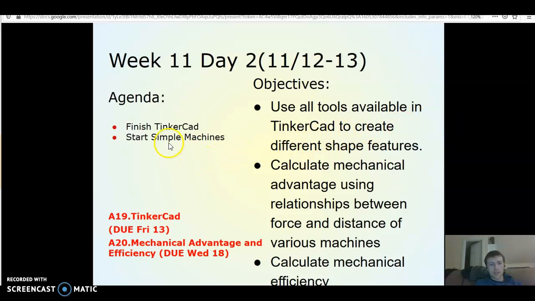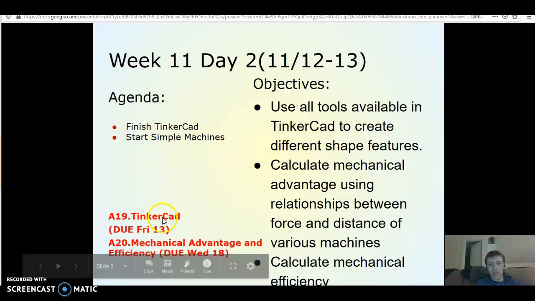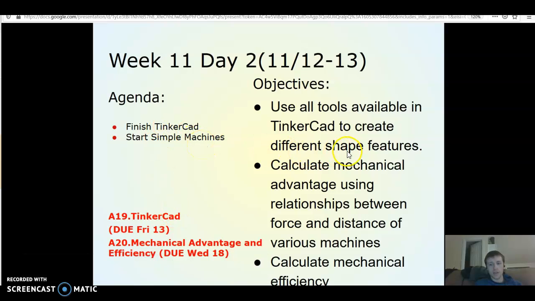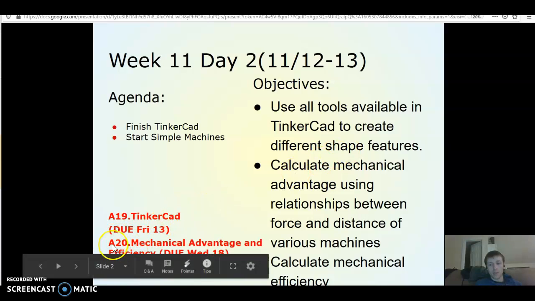So we spent half the class finishing up the assignment from last time, which was assignment 19, and that's due Friday by midnight. The second half of the class, we spent exploring the next topic, which is going to be mechanical advantage and efficiency, and has assignment 20 to go along with it.